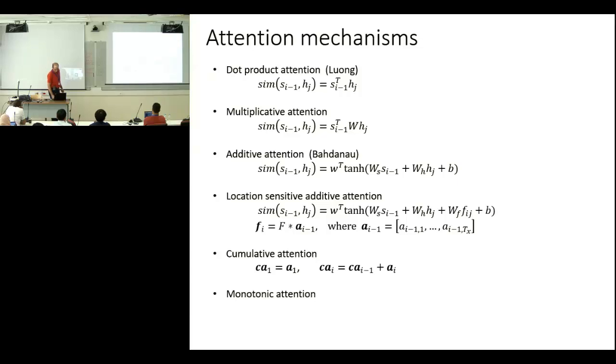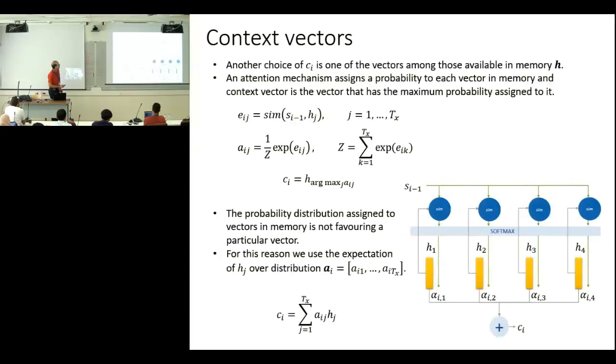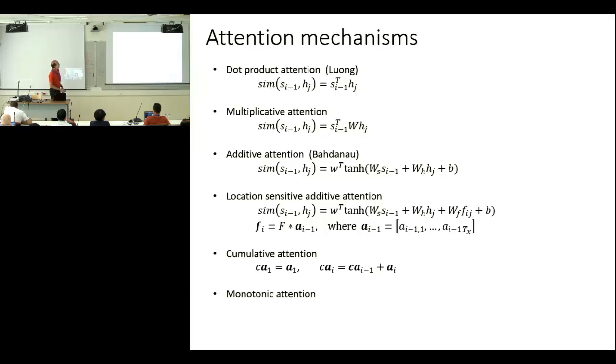step. Here I will explain a little bit how we calculate the similarity between a state, the previous hidden state of the decoder, and each one of the hidden states of the encoder. We have this attention mechanism. The simplest one is just a dot product. A similarity is just a dot product. This was proposed by Luong. Then we have a slight generalization of this idea, and we have the multiplicative attention.